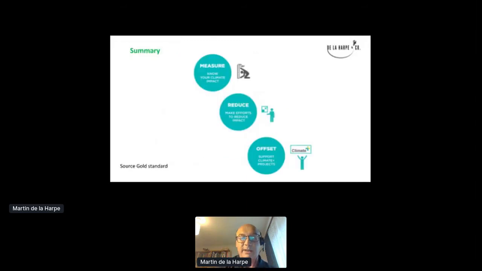From my perspective, I like really simple metrics and ideas, and in a quick summary, measure, reduce, offset is quite a good mnemonic to try and get on top of the challenges that we face. Measure: know your climate impact. Reduce: make efforts to reduce impacts. Those are the first steps along the journey, and then for unavoidable carbon emissions, offsets are the way forward.